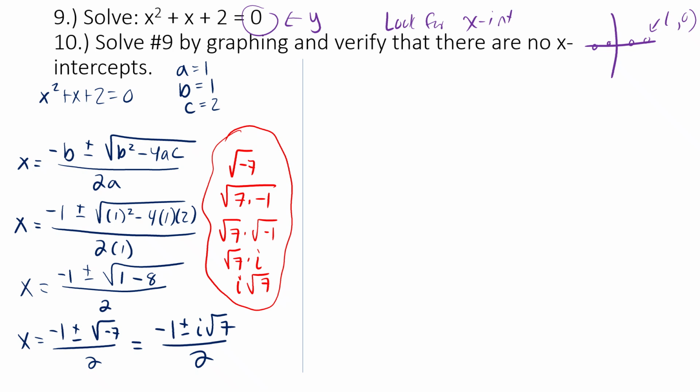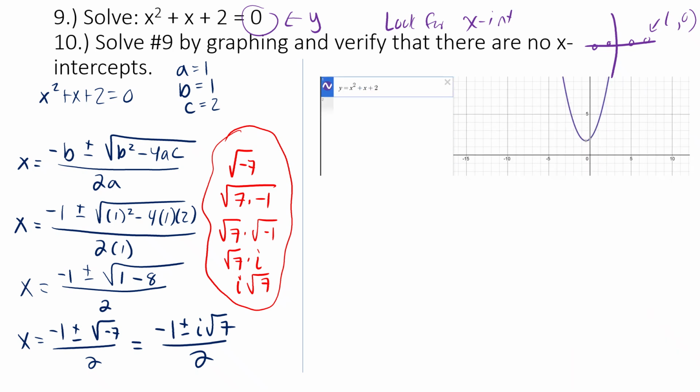So let's take a look at that graph. Okay, and you can see here, there's the graph. So y equals x squared plus x plus 2. You could also put the y equals on the other side. And there is the graph, and there's my x-axis. And so we are verifying that there are no x-intercepts. And we know that because when we got the solutions were complex.